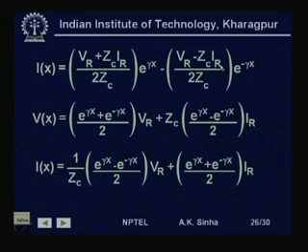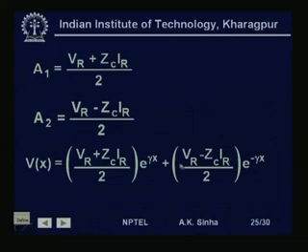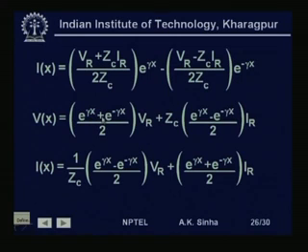Now, if we again rearrange the equations for Vx and Ix in terms of Vr and Ir, combining all the terms of Vr together and the terms of Ir together, then we can write Vx is equal to (e to the power gamma x plus e to the power minus gamma x) divided by 2 into Vr, plus Zc into (e to the power gamma x minus e to the power minus gamma x) by 2 into Ir. And Ix will be equal to 1 by Zc into (e to the power gamma x minus e to the power minus gamma x) by 2 into Vr, plus (e to the power gamma x plus e to the power minus gamma x) by 2 into Ir. This is the relationship that we will get.